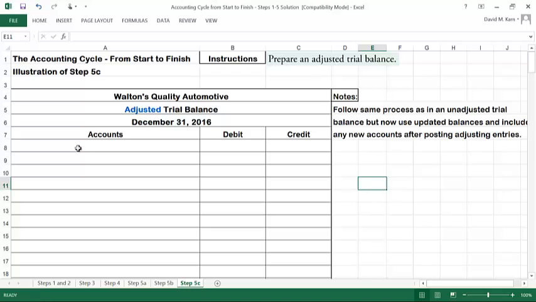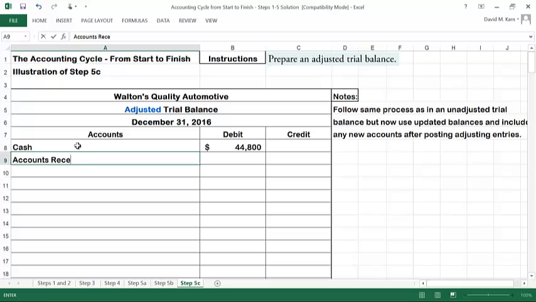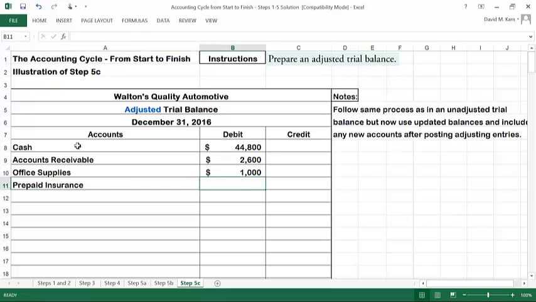Okay, so let's just go through this together. We'll go in order. Remember, assets, liabilities, owner's equity order. So cash was $44,800. Then we have accounts receivable for $2,600. We have office supplies. Its current balance is $1,000, the new green number there, not 100, $1,000. Then we have the new balance of prepaid insurance, and that was $1,200.